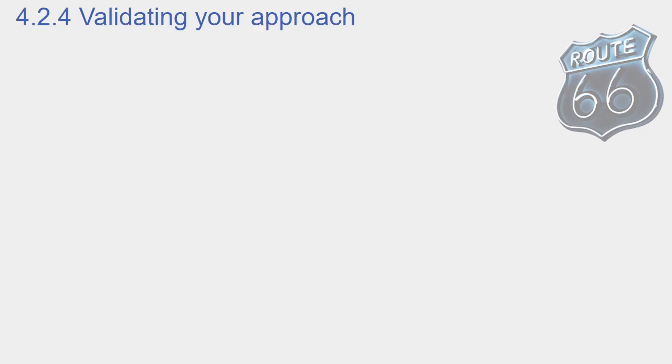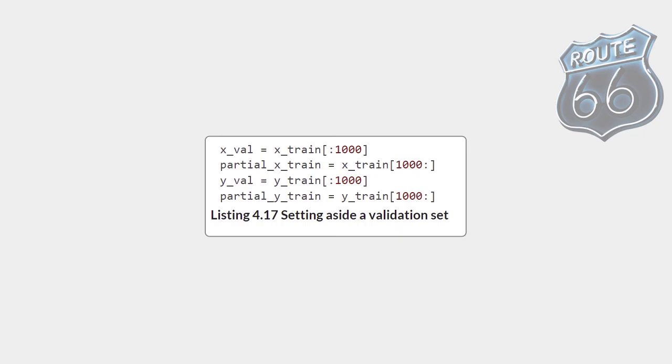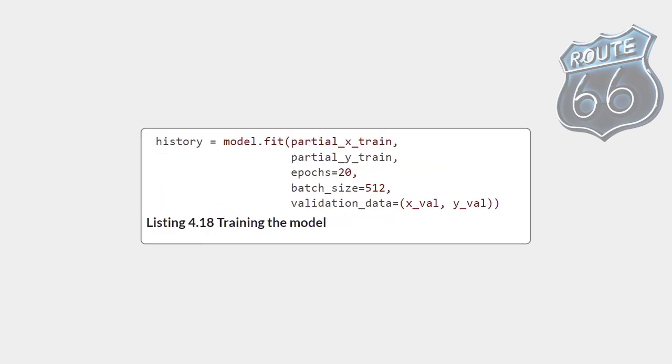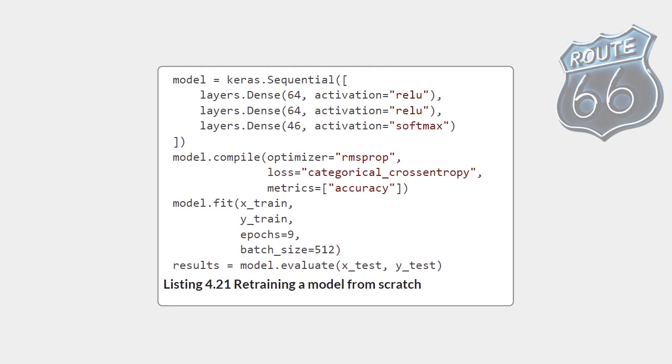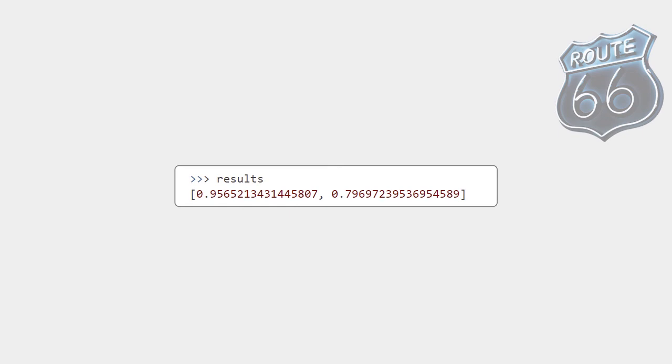Section 4.2.4. Validating your approach. Let's set apart 1,000 samples in the training data to use as a validation set. Now, let's train the model for 20 epochs. And finally, let's display its loss and accuracy curves. See figures 4.6 and 4.7. The model begins to overfit after 9 epochs. Let's train a new model from scratch for 9 epochs and then evaluate it on the test set.